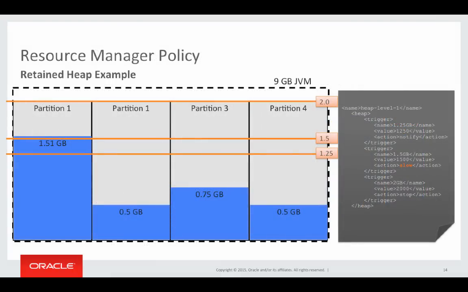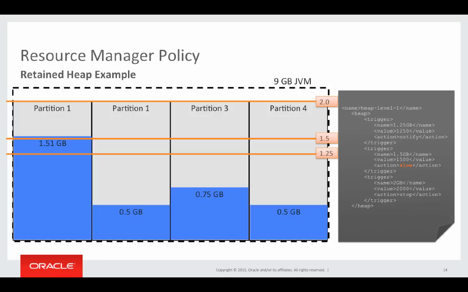So let me show you an example of what a configuration might look like. In this case, I've got a single JVM. I've got 4 microcontainers running within this JVM. I've got a series of triggers set up. This is a single policy. It's a retained heap policy, and there are 3 triggers within this.